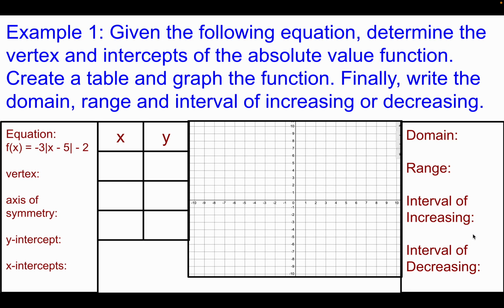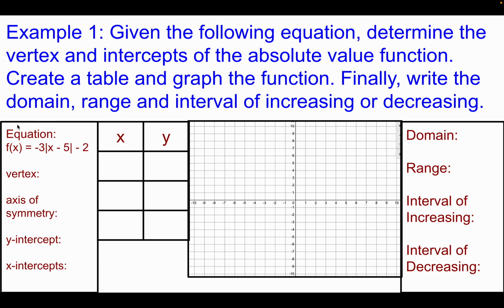Okay, let's go through a couple of examples. I've got 4 in this video. Given the following equation, determine the vertex, intercepts, and axis of symmetry of the absolute value function. Create a table and graph of the function. Finally, write the domain, range, and intervals of increasing or decreasing.